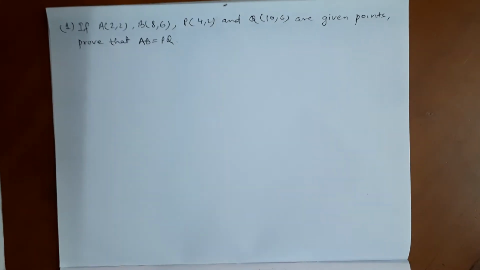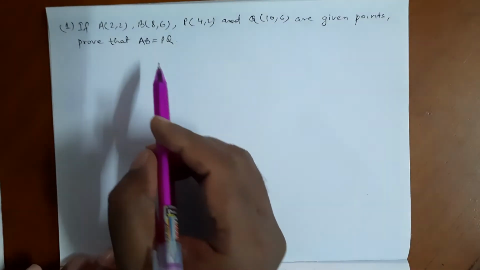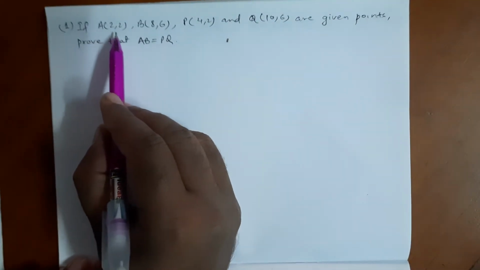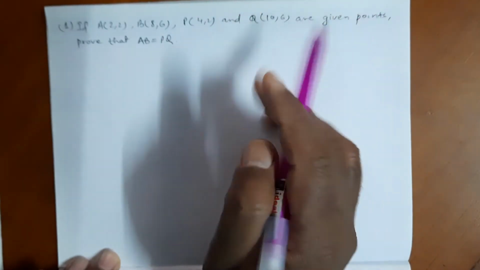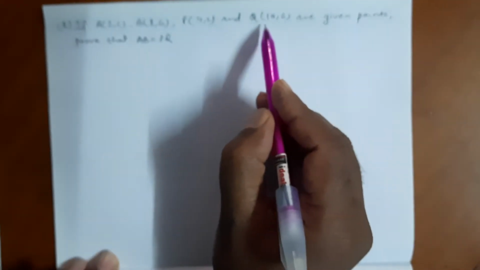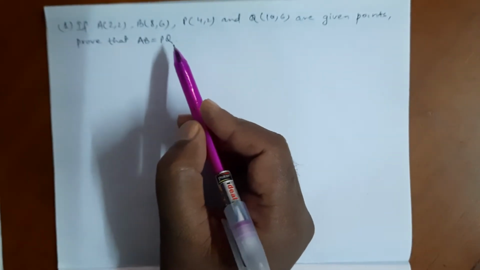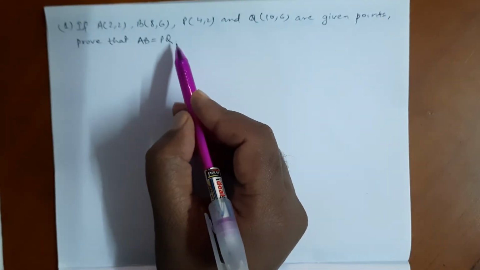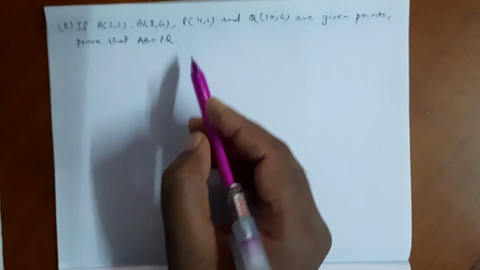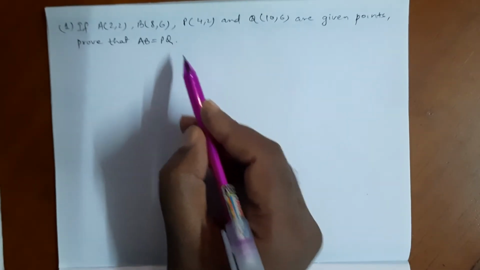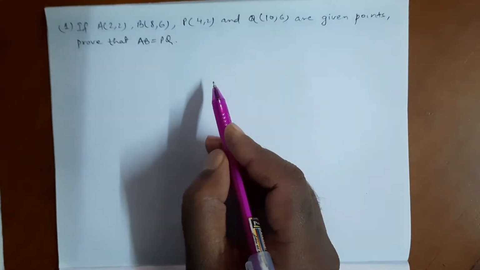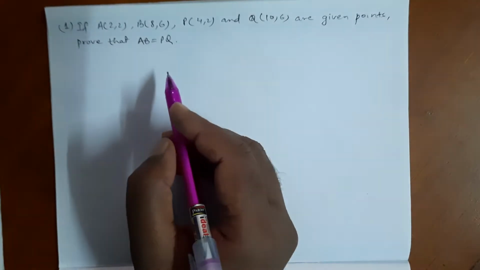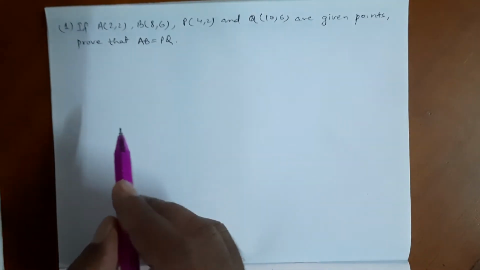So now I am with word problems of distance formula. Here the question is, if A(2,2), B(8,6), P(4,2) and Q(10,6) are given points, prove that AB equals PQ. Such types of problems you need in class 8 compulsory mathematics distance formula topics, and these problems are also useful for optional mathematics of class 8 and 9 both. So let's start the solution.